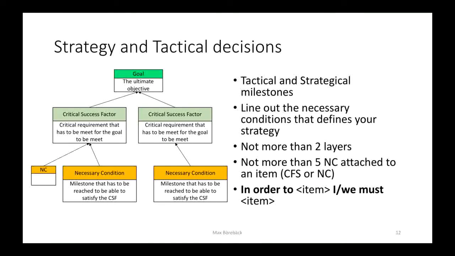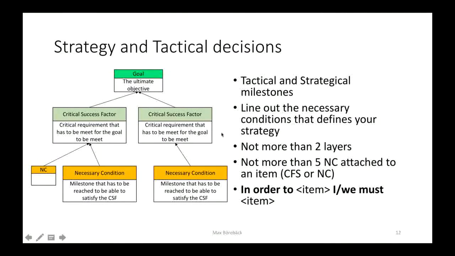When we have the goal and the critical success factors, we need to define our strategy and tactical decisions. They represent your way, your road, your decision of how you want to do this. So your tactical and strategical milestones. You should not have more than 2 layers. Sometimes you have 3, but I recommend 2 layers and not more than 5 necessary conditions, as I will call them in this documentation.